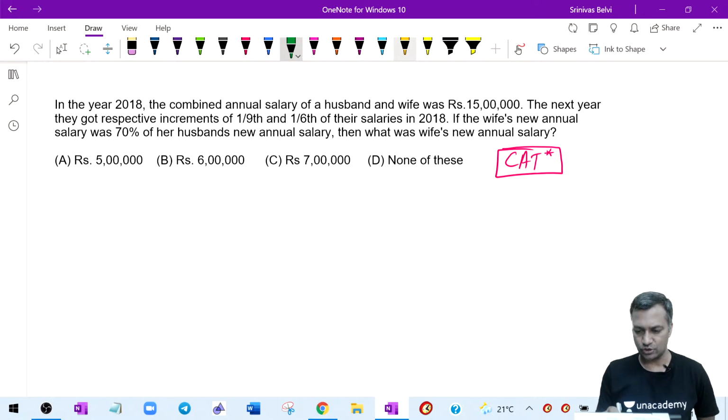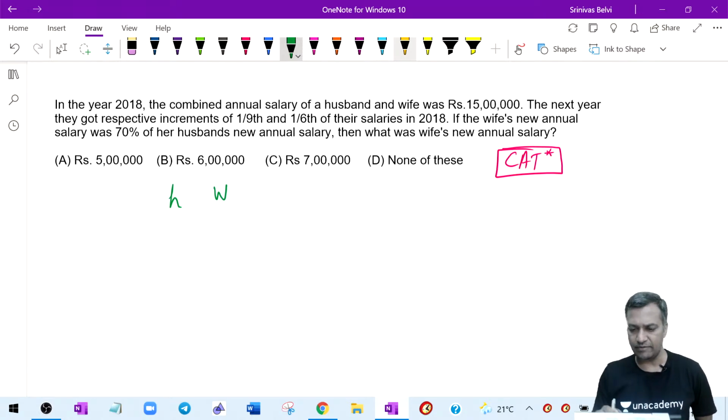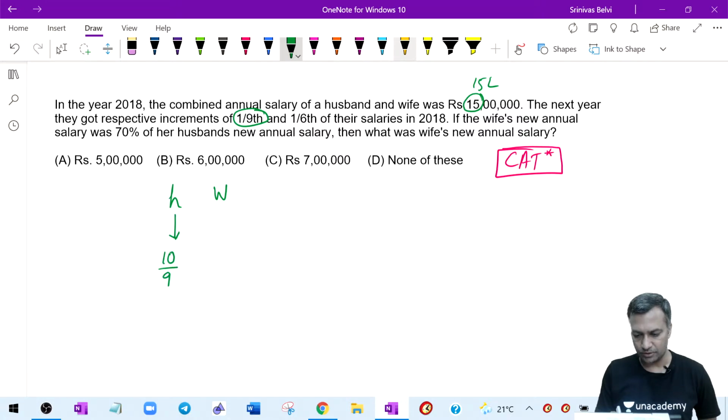It looks something like this. There is a husband who earns H amount, let's say. The wife was earning W amount, which together equal 15 lakhs. Anyway, all answers are in lakhs, so let us simply take 15 as the primary value. The next year, the husband's salary increased by 1 by 9. That is nothing but 10 by 9 of H.